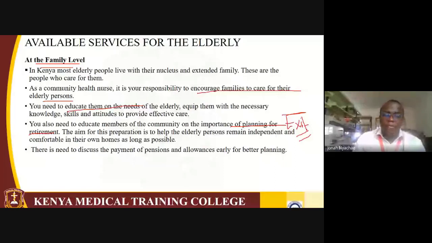So the aim of this is to prepare the elderly person to remain independent and comfortable. We don't want a situation where you as an elderly person become a bother to someone's life. Remember, these people are also trying to build their own life. They're also trying to create their own families. They have young families. They have their own challenges. And then you also add and become a burden. So you need to plan for the exit.